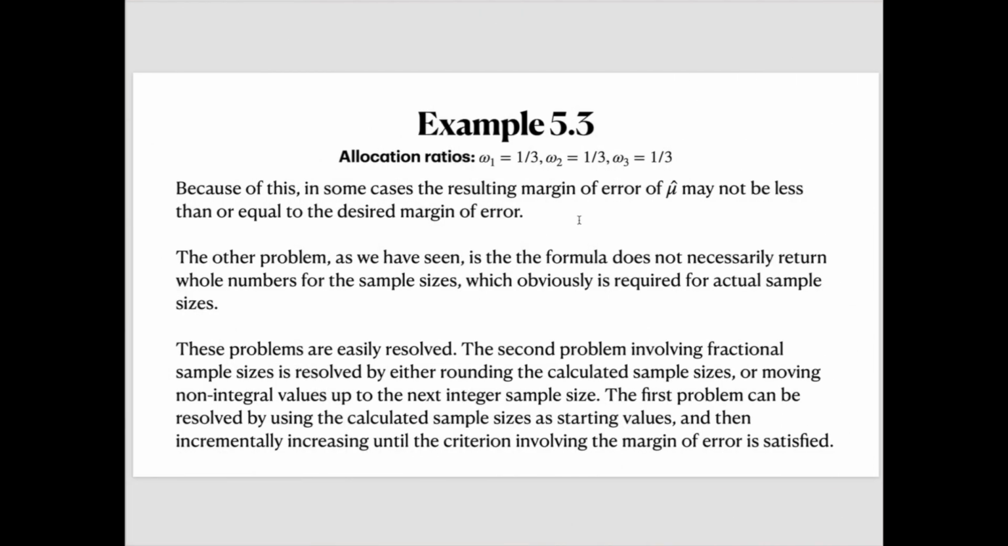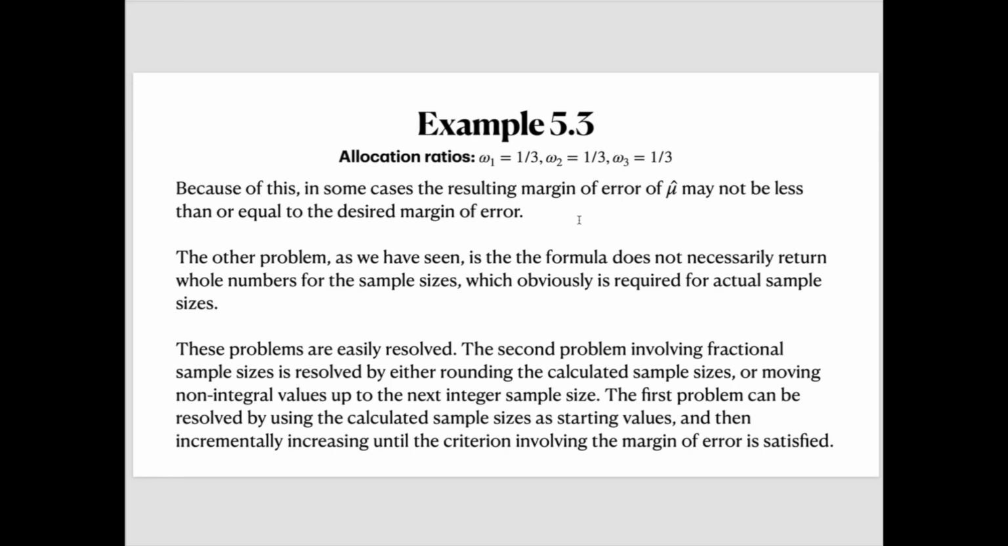Now, because of this, in some cases, the resulting margin of error of mu hat may not be less than or equal to the desired margin of error. And so we'll have to think about how to deal with that. Now, the other problem, as we've seen, is that the formula does not necessarily return whole numbers for the sample sizes, which obviously is required for an actual sample size. Now, these problems are easily resolved, though.